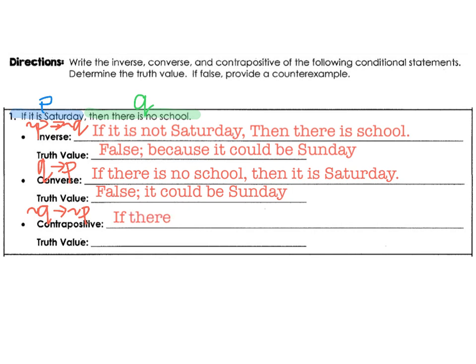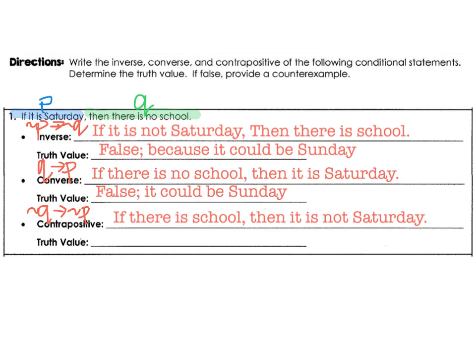If there is school, that is Q with the opposite truth value, then it is not Saturday. All right, done. All right, so we switched it and negated it. If there is school, then it is not Saturday. All right, now we want to determine the truth value of this.